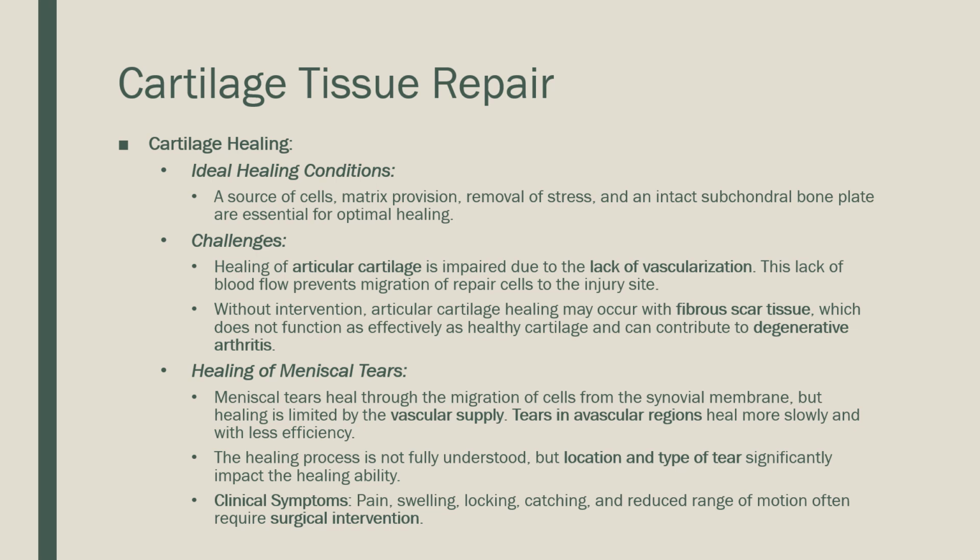Meniscal tears heal through the migration of cells from the synovial membrane, but healing is limited by vascular supply. Tears in avascular regions heal more slowly and with less efficiency. The healing process is not fully understood, but the location and type of tear significantly impact the healing ability. Clinical symptoms include pain, swelling, locking or catching, and reduced range of motion, often requiring surgical interventions.